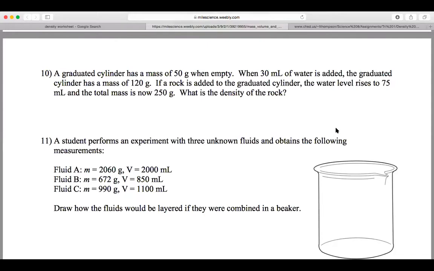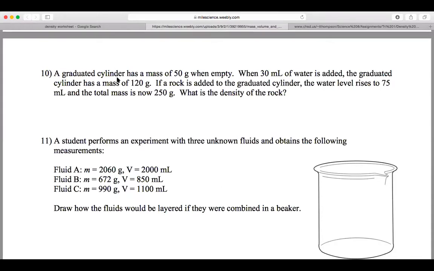Kavishka, number 10. Okay, so she didn't do number 10. Anyone want to try number 10? So, do we have to find the initial and the final and subtract?